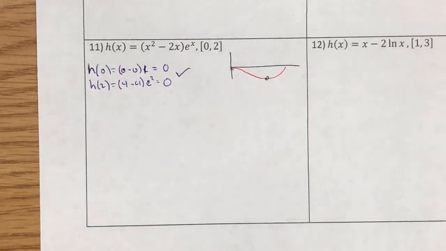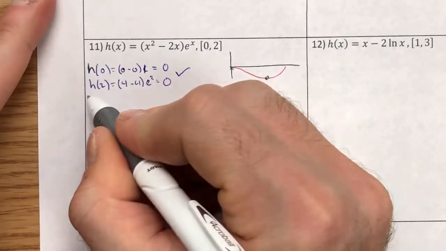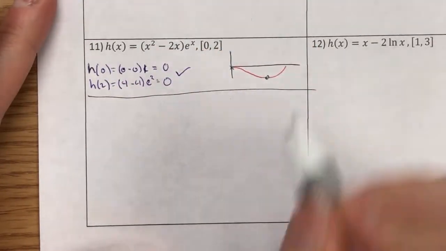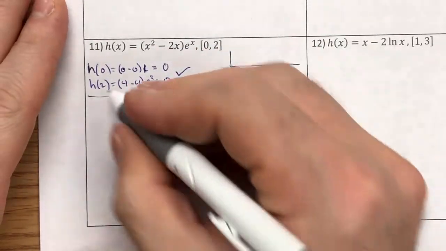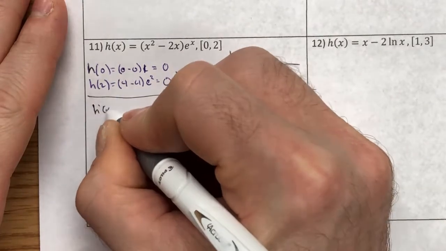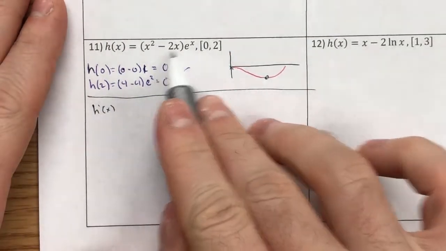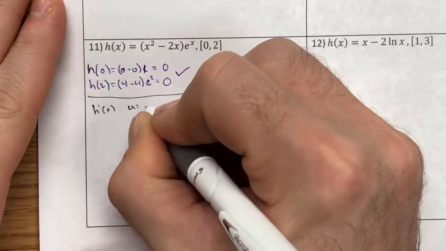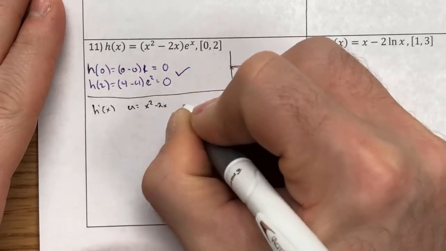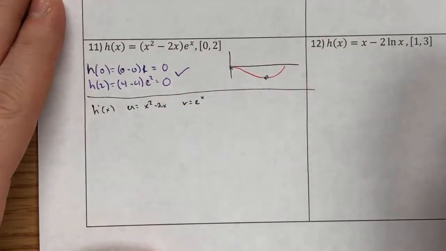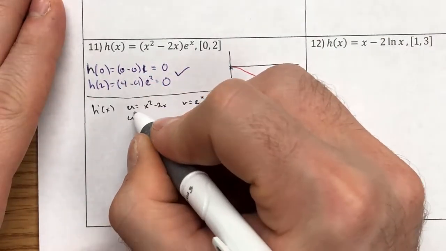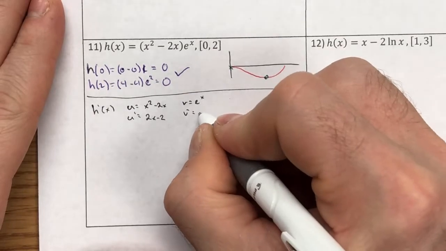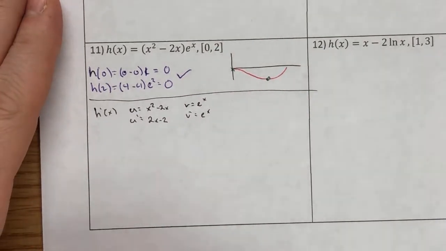So let's go ahead and start the process. If we start the process of finding where that critical value is, we're going to find the derivative and find where that derivative is equal to 0. So h prime of x is what we're after. Now right here, I see that I have a product, so I'm going to say u is x squared minus 2x, and v is e to the x. u prime would be 2x minus 2. v prime would be e to the x.